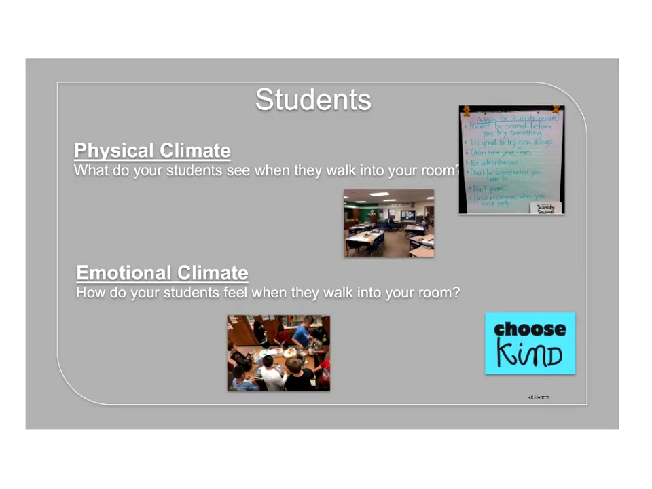So a couple questions you can ask if you're thinking about the climate in your classroom. The physical climate, like what do your students see when they walk into your room? So try to see it through someone else's eyes, kind of walk in your door and think like a kid and look around and think about what they would see. And the emotional climate would be like, how do they feel when they walk into your room? That would be the feeling they get, not just what they see in front of them, but what feeling do they get when they walk in.